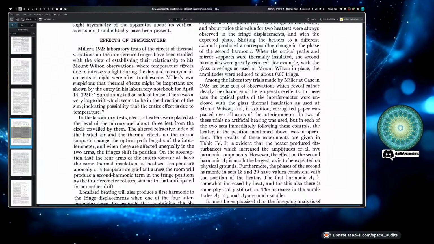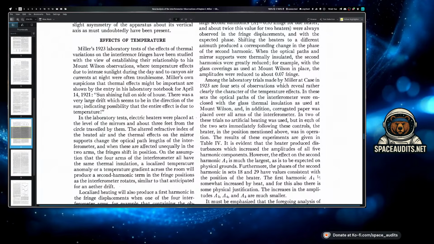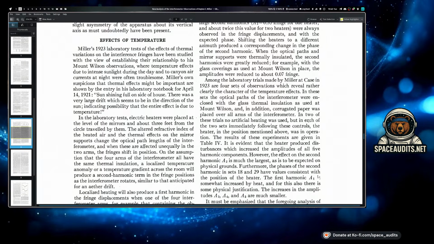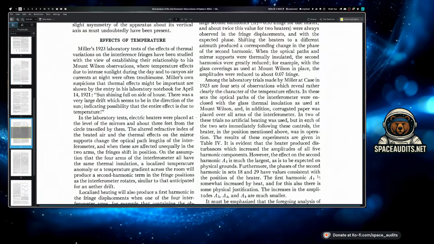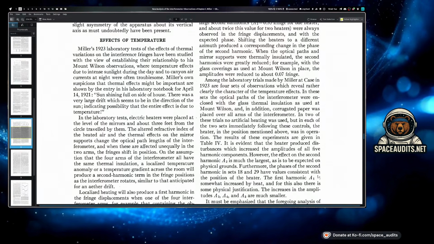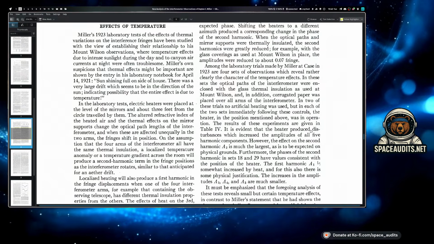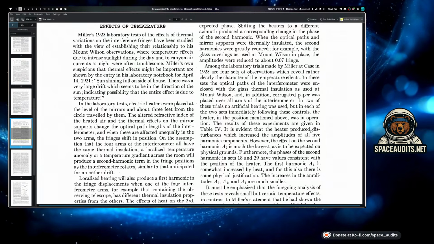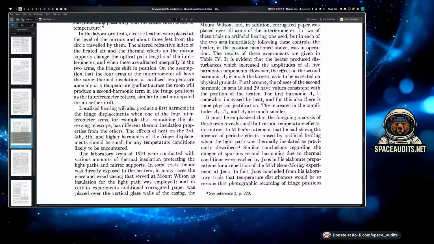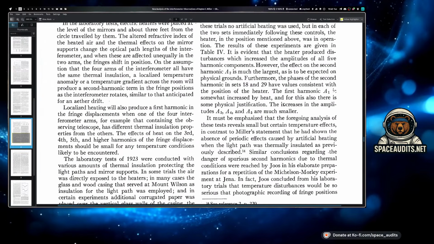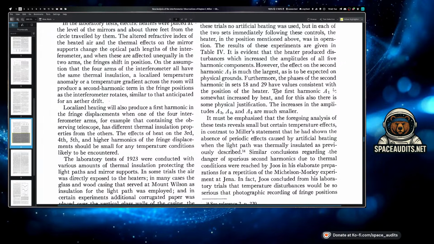It is evident that the heater produced disturbances which increased the amplitudes of all 5 harmonic components. However, the effect on the second harmonic, K2, is much the largest as is to be expected on physical grounds. And that's also true mathematically speaking, you could expect that. Furthermore, the phases of the second harmonic in sets 18 and 29 have values consistent with the positions of the heater. That's what, 2 sets out of 30 or something? Like what? I don't know where he thinks he's going with that statement.